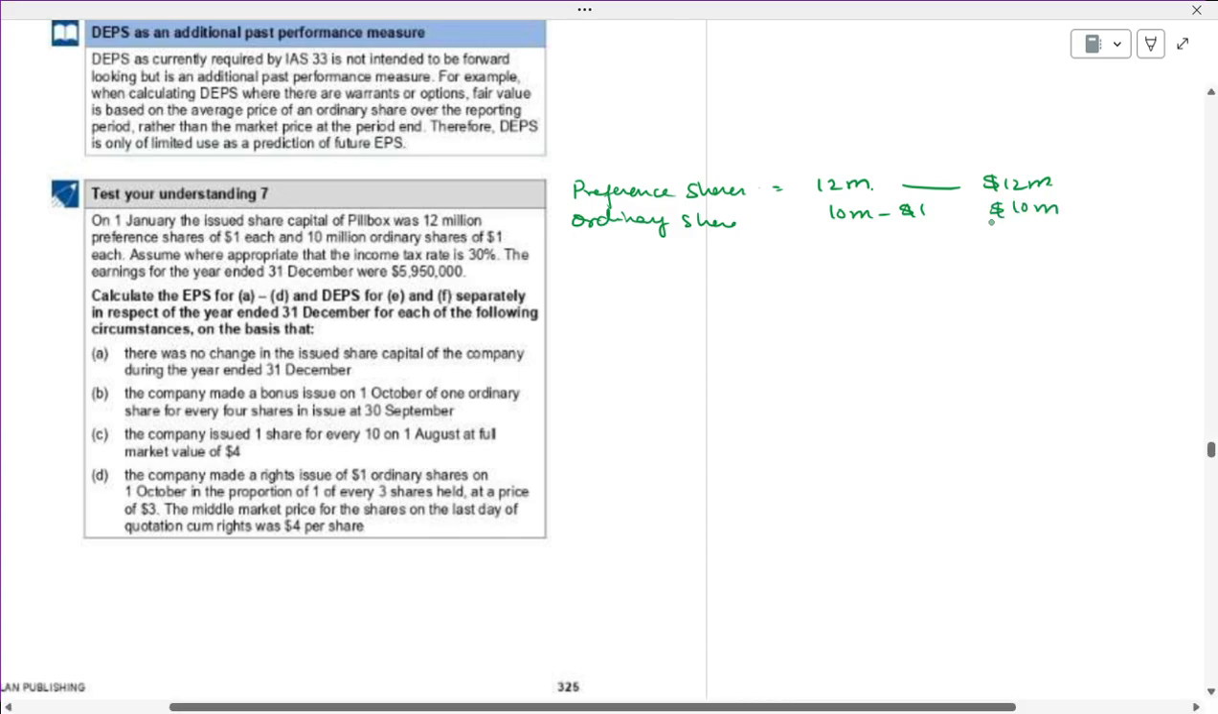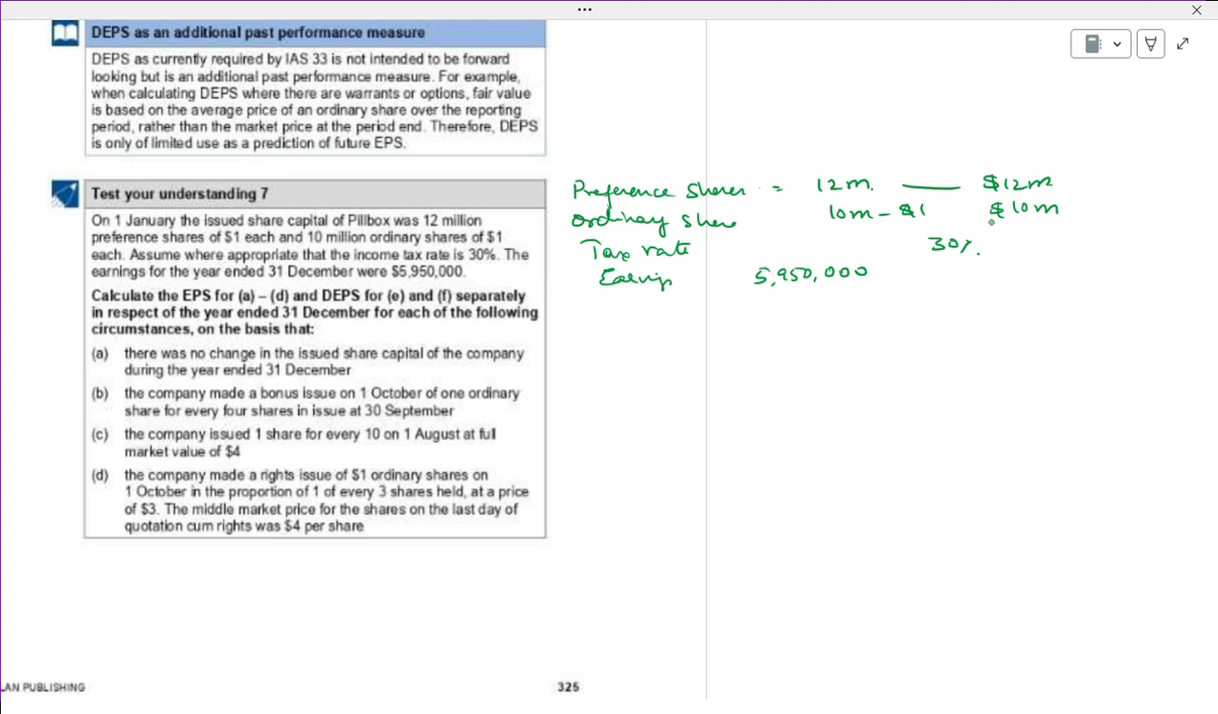Assume that where appropriate, the income tax rate is 30%. The year's earnings after tax are 5950. What they are asking us: calculate the EPS for A to D, and the DPS for E to F, separately in respect of the year ended 31st December, in the following circumstances. There is no change in the issued share capital of the company.